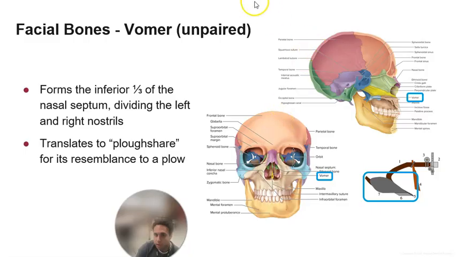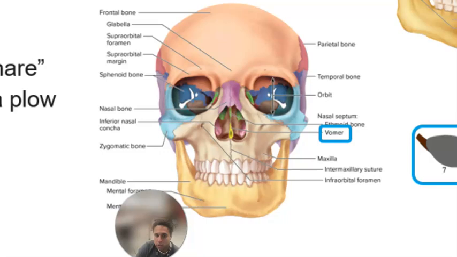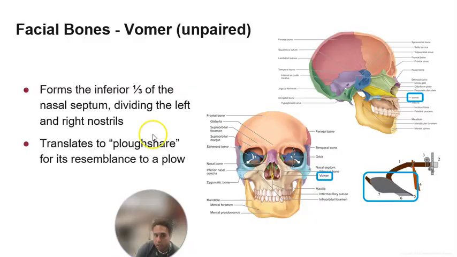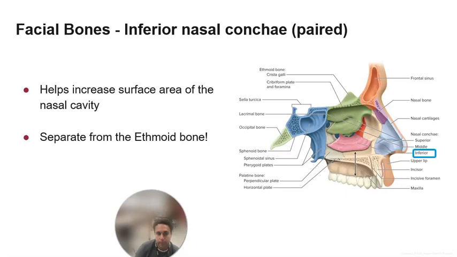Next, we have the vomer. The vomer is this yellow bone over here. So this is your vomer. This forms 1/3 of your nasal septum. So it forms the inferior 1/3 of your nasal septum, which divides the right and left nostrils. Vomer translates to plowshare because it looks like a plow, which people use in farming. So that's why they say it looks like a plow, which again, vomer translates to plowshare.